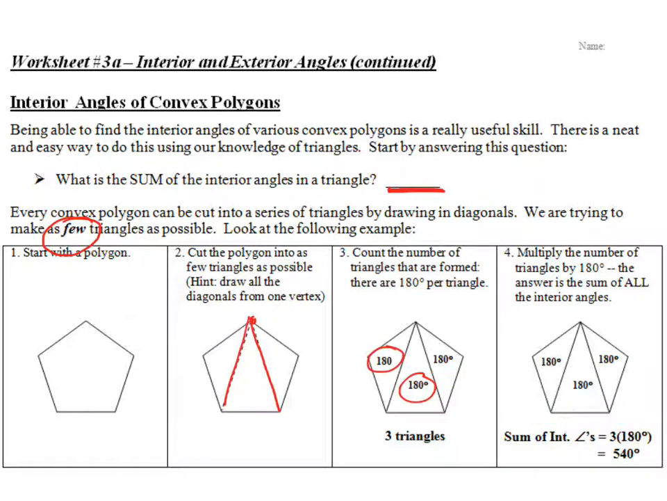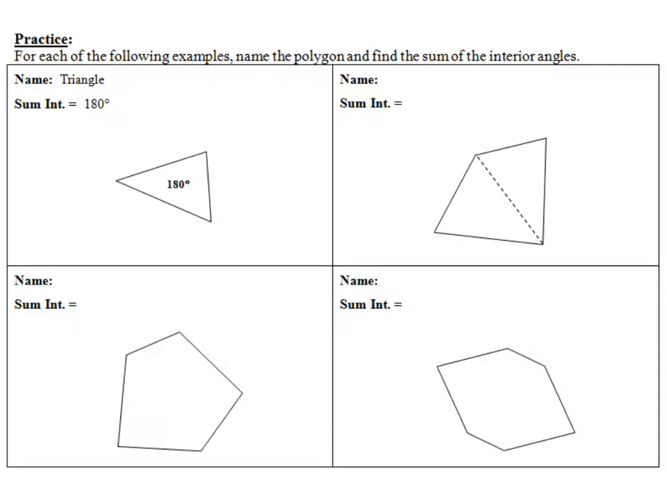And the reason for that is you can see here that the angles of the triangle, so if I mark all the angles of each triangle, those end up being the interior angles of my polygon. All right, so let's take a look at some examples now of how we can use this.